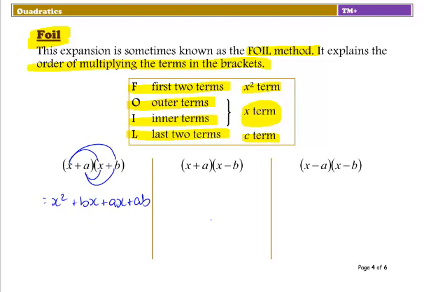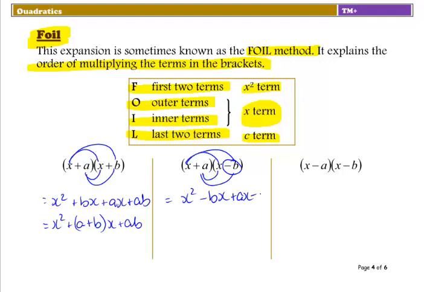Okay. Now be careful when there's negatives. I'll just rewrite that, the factorised bit. If I have a negative, it's x times x is x squared, then x times negative b is take bx, a times x is plus ax, a times negative b is take ab. Okay, then in this one, x times x is x squared, x times negative b is minus bx, negative a times x is minus ax, negative a times negative b is plus ab. So just be careful of negatives.